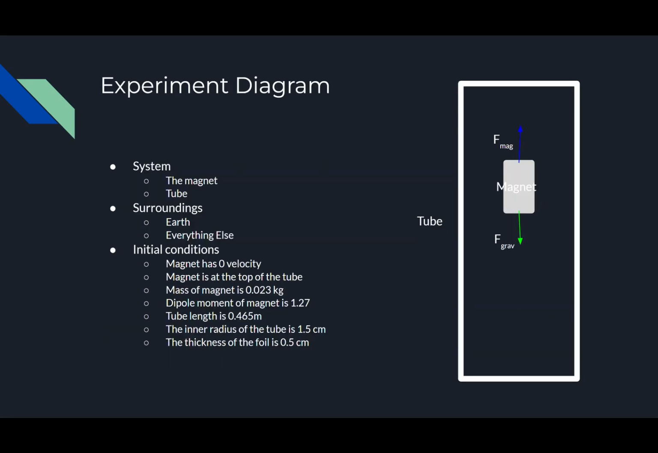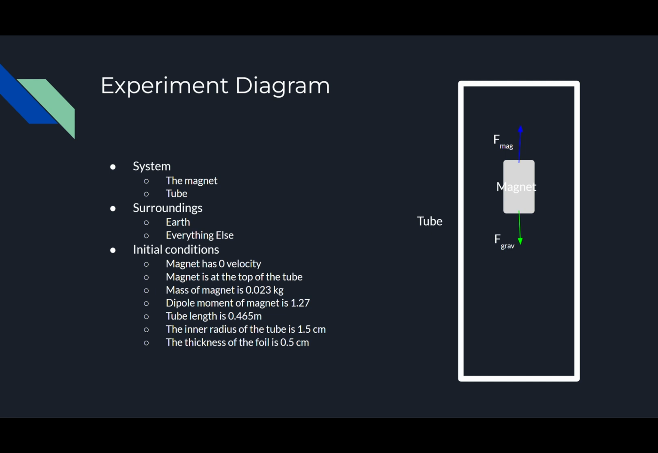Experimental diagram. So we have the magnet that's falling through the tube. The system is the magnet and the tube, and the surroundings is the earth and everything else. Our initial conditions are that the magnet has no velocity. It's at the top of the tube. It has that mass, that dipole moment. The tube length is what is stated there. The inner radius and the thickness are what's stated.